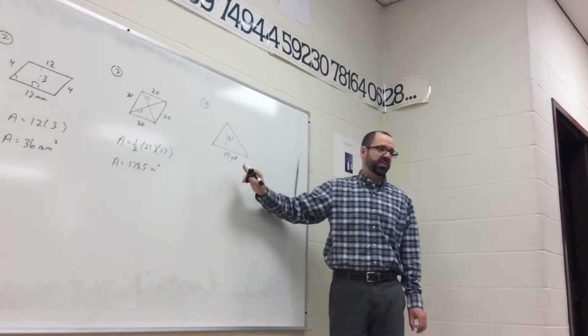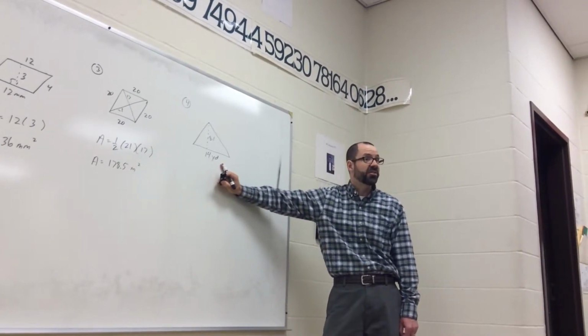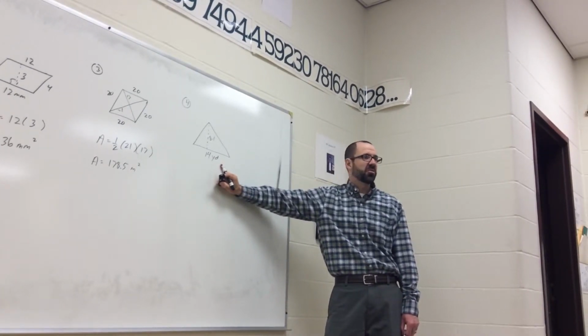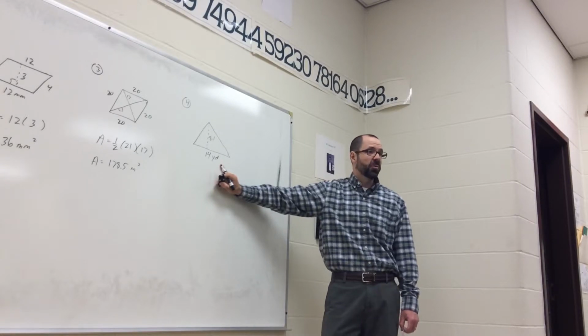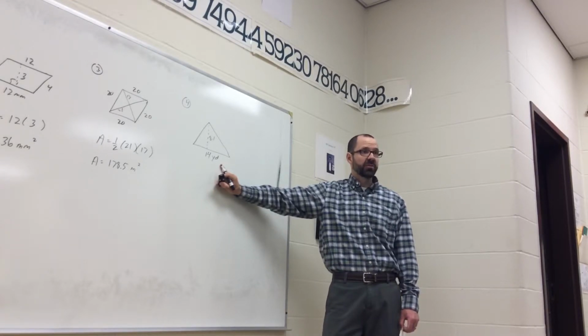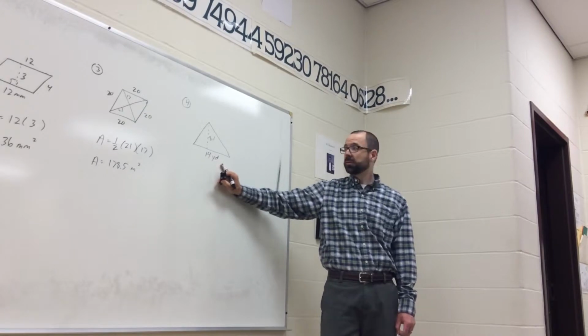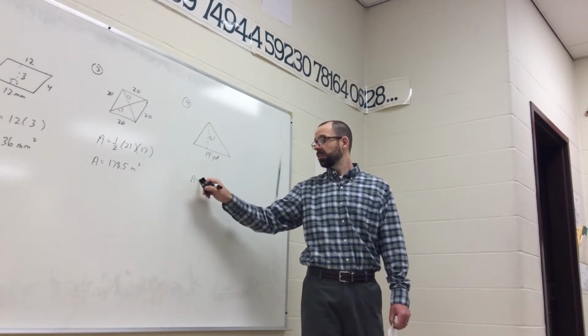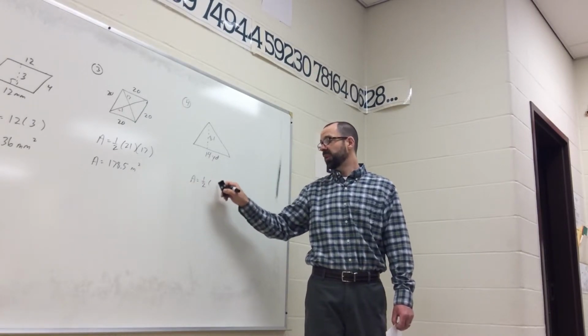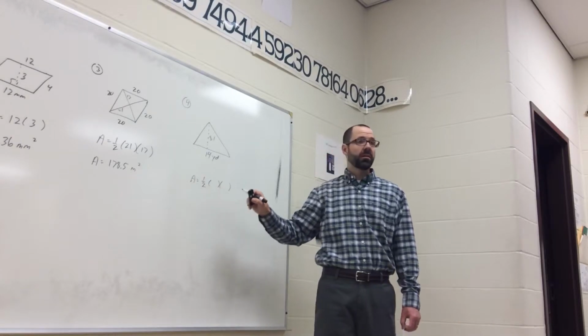So I'm almost embarrassed to ask this question, but what kind of a figure is this? It's a triangle, right? So since it's a triangle, we're going to use the formula for the area of a triangle. So that's 1/2 times base times height.